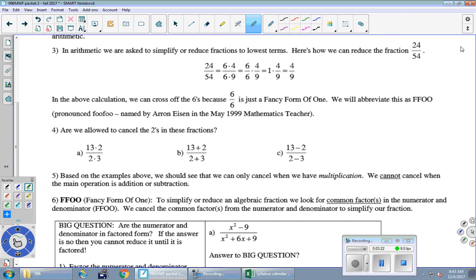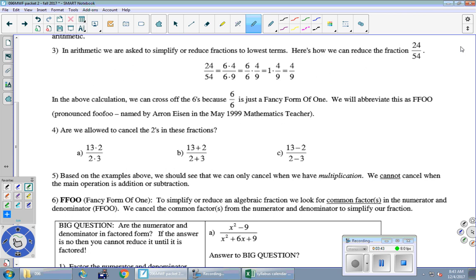We're going to see lots of fancy forms of 1 in these incoming classes. So we're going to abbreviate that FFOO, which is really hard to say, so we're going to make up some kind of nonsensical pronunciation of this so that we can actually say it. Fufu is what we're going to call it, okay? Fufu, fancy form of 1.